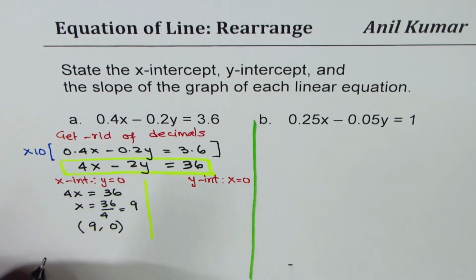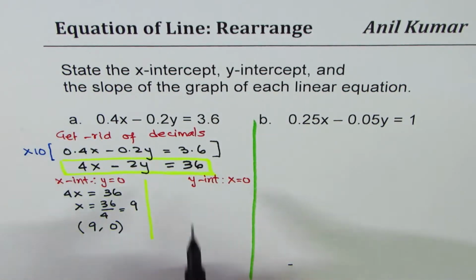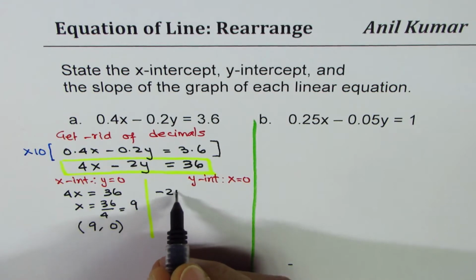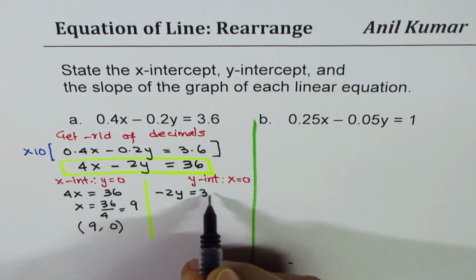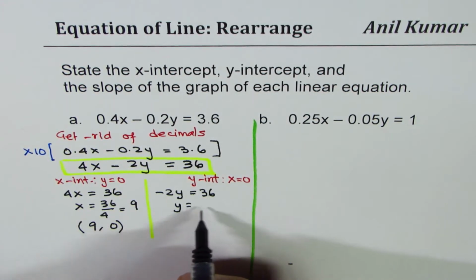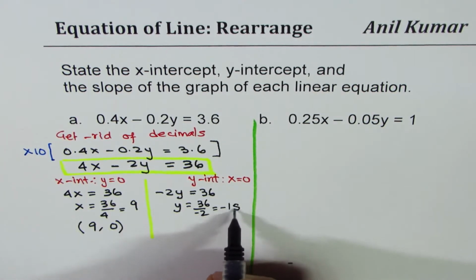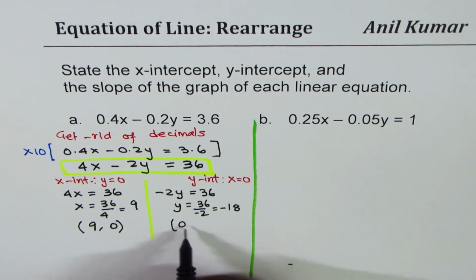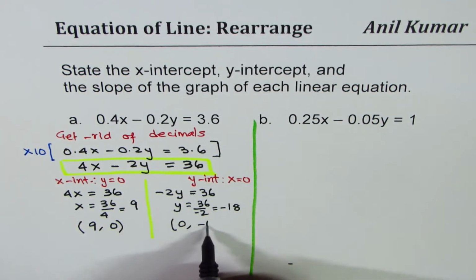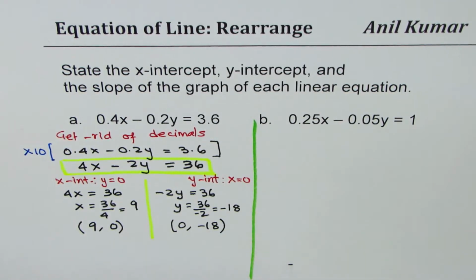Let's find the y-intercept. X is 0. What are you left with? Minus 2y equals 36. So y equals 36 divided by minus 2, which is minus 18. So the coordinates will be 0 for x, minus 18 for y. Perfect. Right? So we have both x and y intercepts.